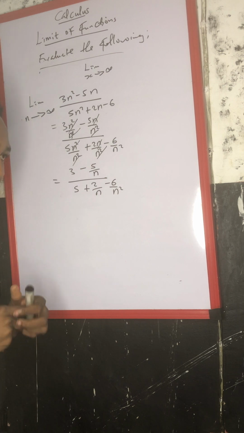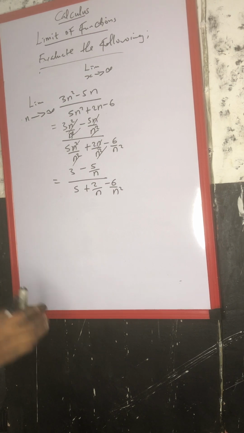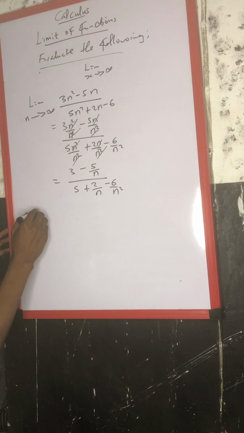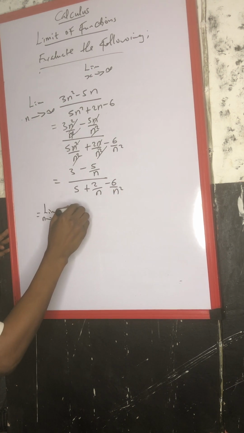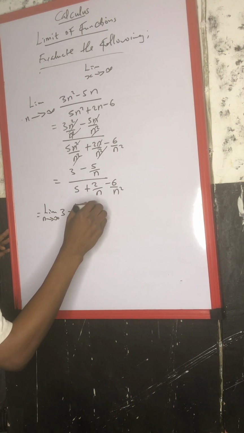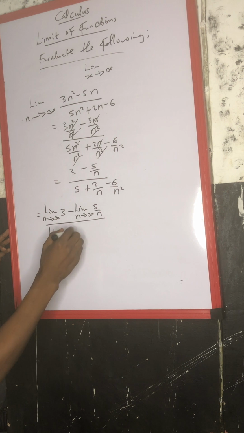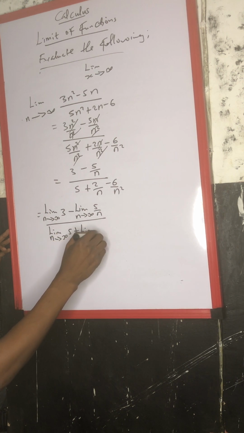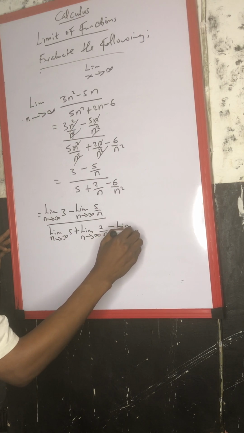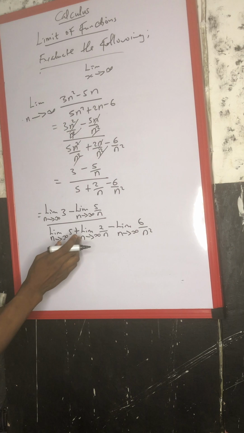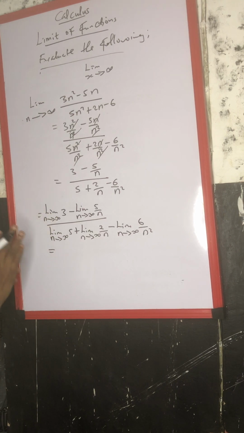After you get it to this place, any term that is still carrying the variable, that is the alphabet, you will limit it to be 0. Then it becomes limit of n approaches infinity 3, minus limit of n approaches infinity 5 over n, all over limit of n approaches infinity 5, plus limit of n approaches infinity 2 over n, minus limit of n approaches infinity 6 over n squared. So anyone with a variable, you limit it to be 0. The limit of a constant gives you that same value.